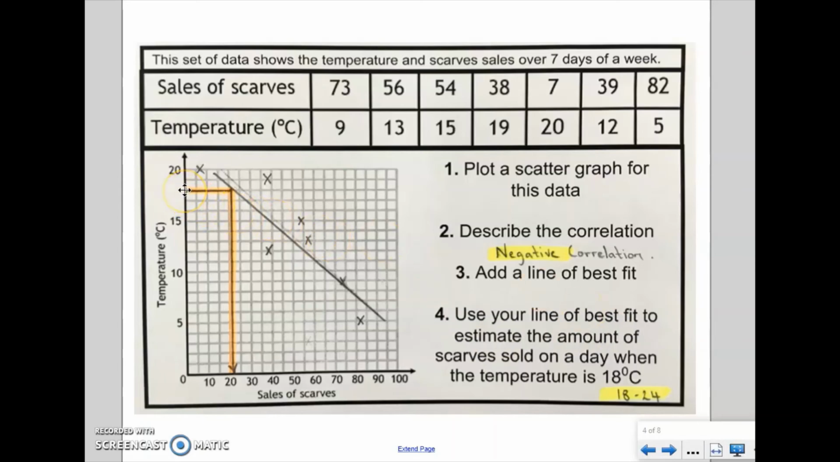So I've gone to 18 degrees, I've gone along until I hit my line of best fit, and then read down to get an estimate of how many scarves were sold. Somewhere in between 18 and 24 would be a good answer. Remember, we have a little bit of leniency here, depending on where your line of best fit was drawn.